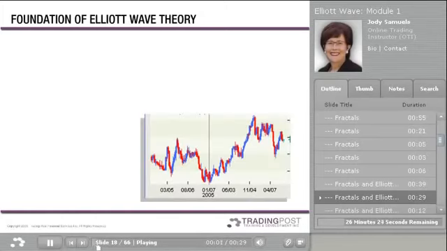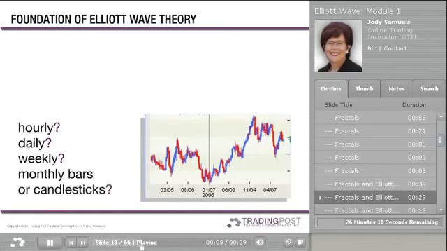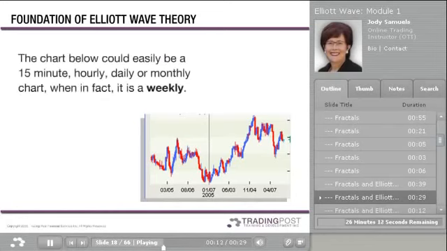For example, have you ever looked at a chart and could not readily determine if they were hourly, daily, weekly, or monthly bars or candlesticks? Look at the chart visual here. This chart could easily be a 15-minute, hourly, daily, or monthly chart when in fact it is a weekly. These replicating wave structures produce a progression of patterns which Eliot called the wave principle.